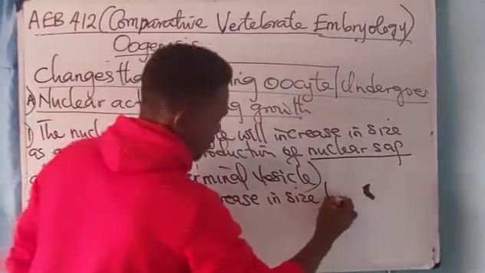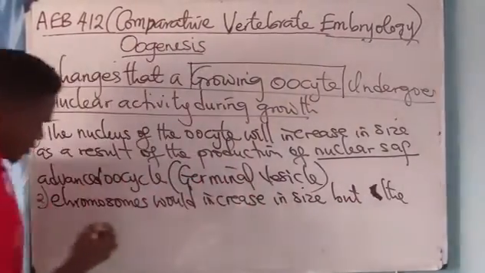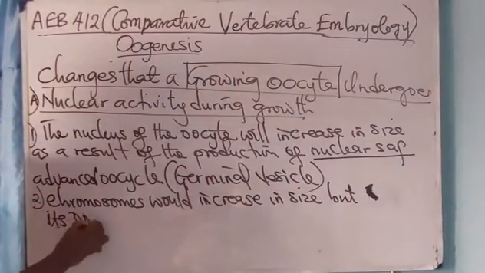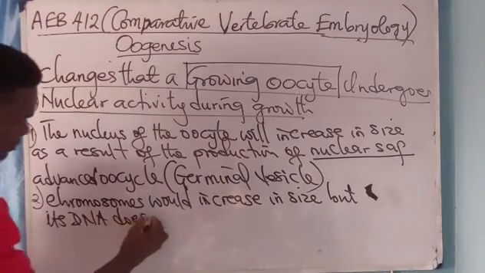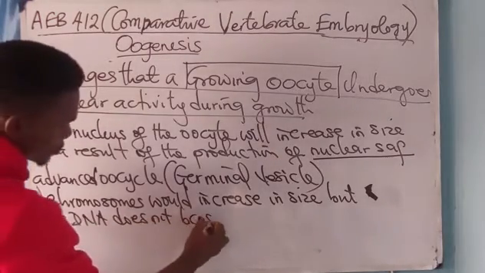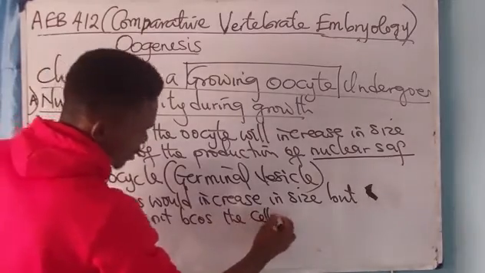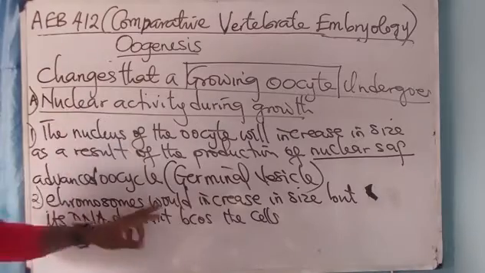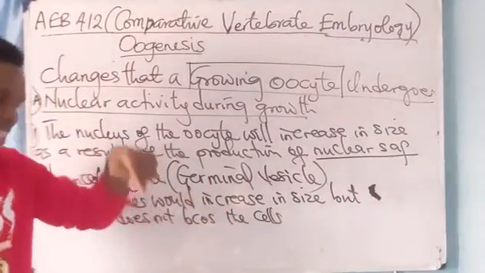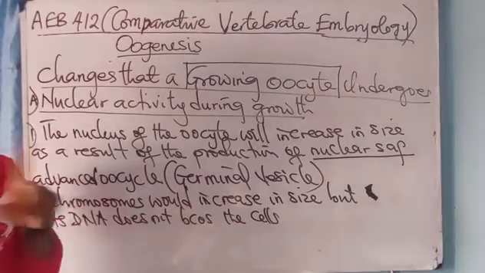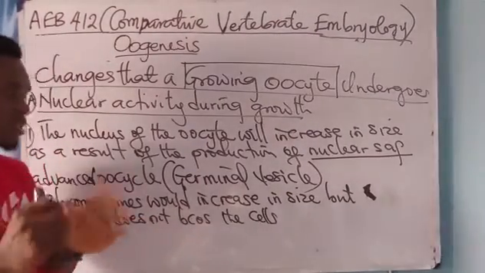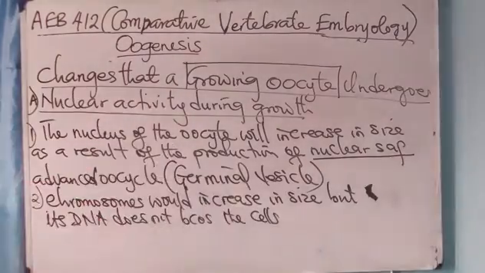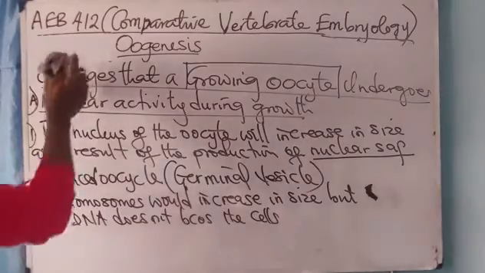But its DNA doesn't, because the cells are not ready for what? Division. Now the chromosomes found inside the nucleus will increase in size, but the DNA itself inside the chromosomes does not increase in size because the cells are not ready for what? Cell division. They are not ready for cell division.